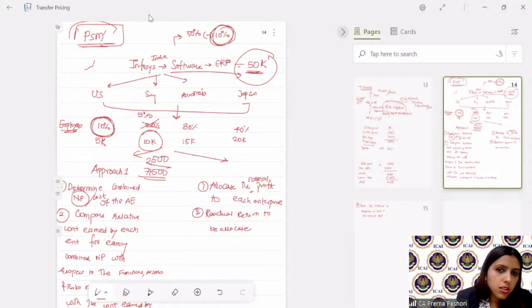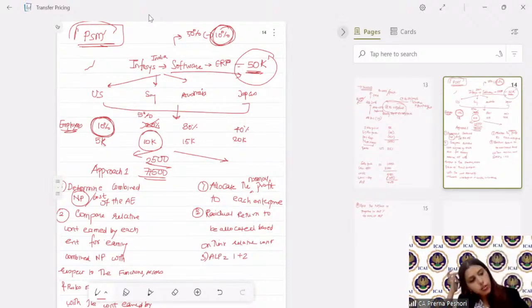based on their relative contribution. And ALP will be 1 plus 2: normal return plus the residual return. Is that clear? So this is the profit split method, the last method which we have talked about. Clear? Any doubt? Are we clear?